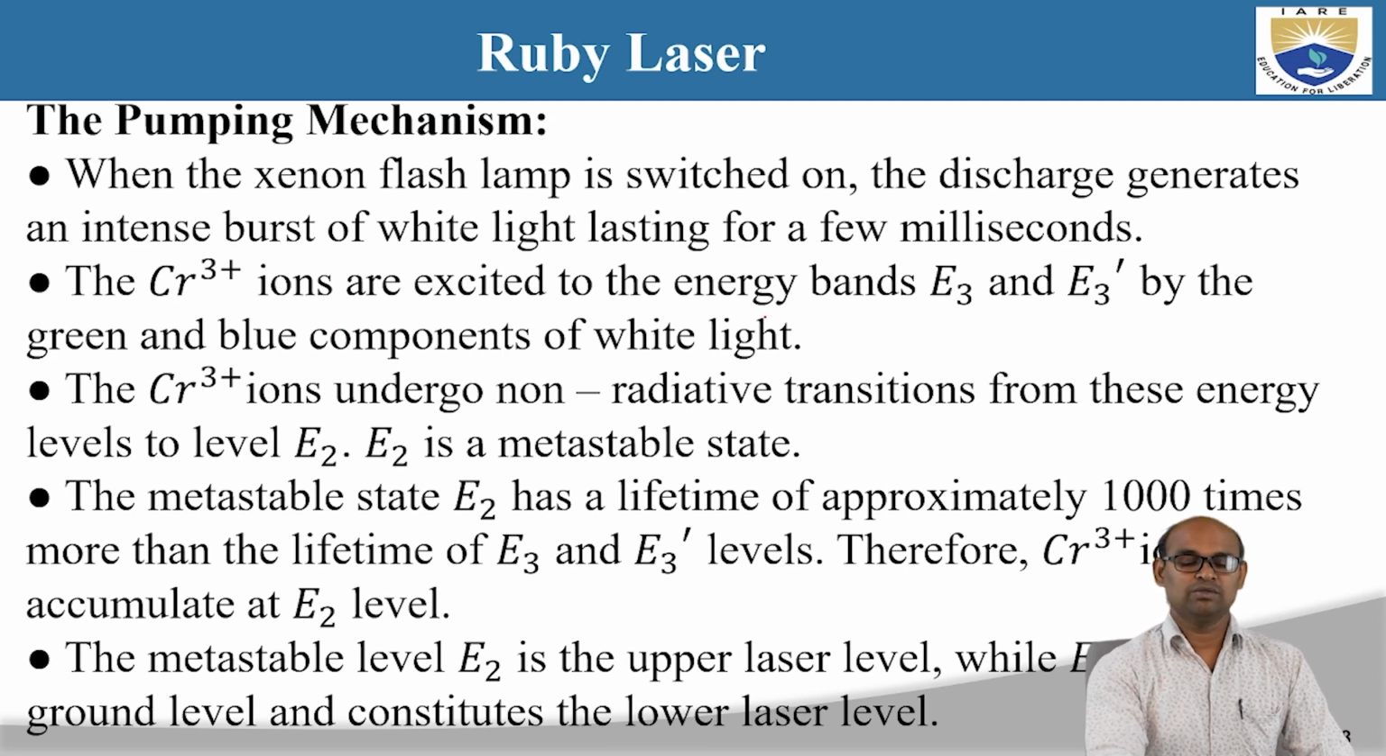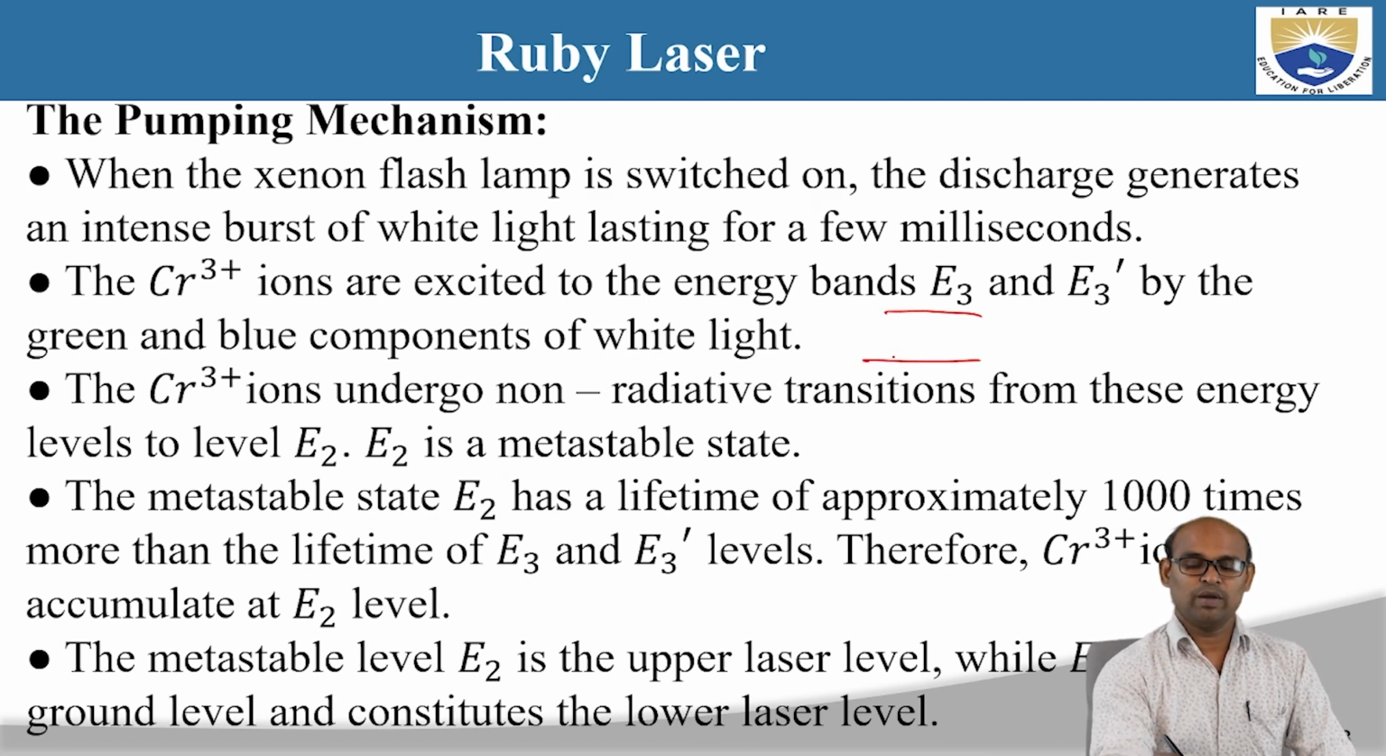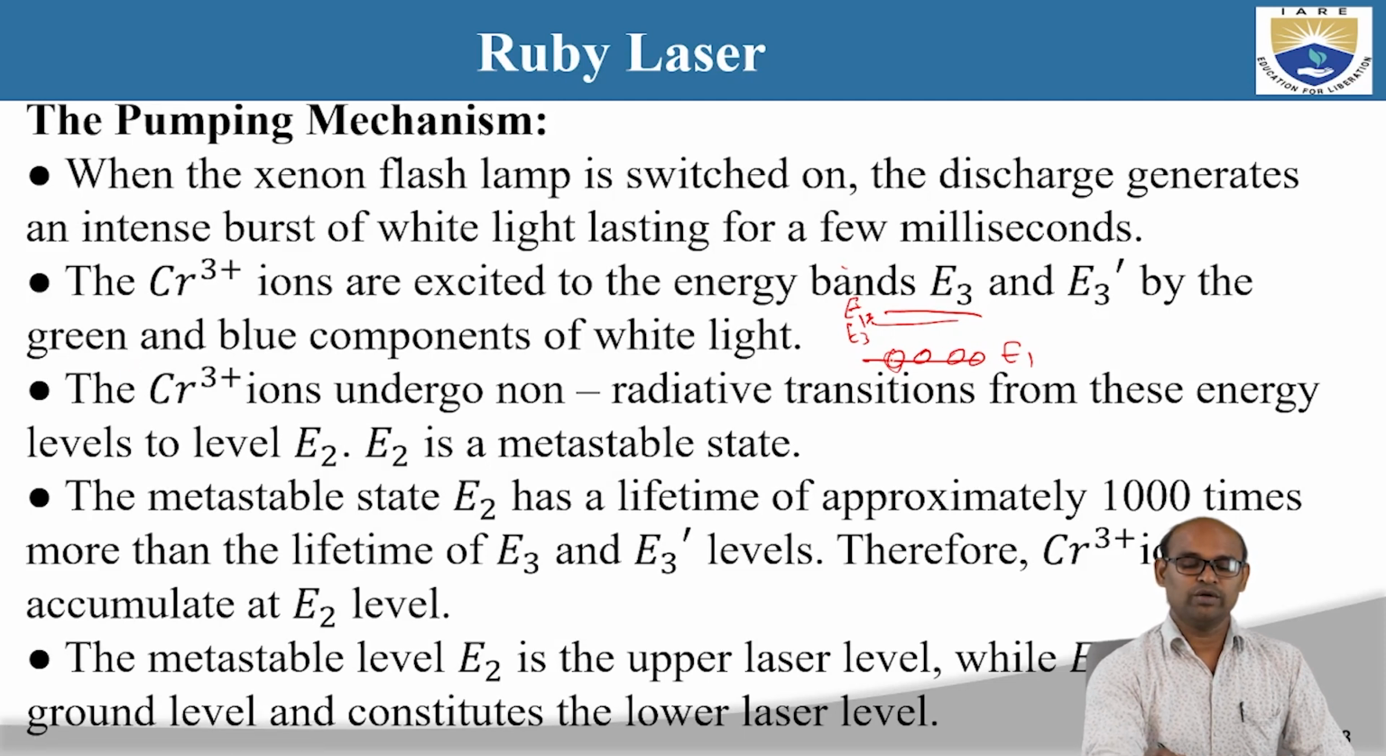The chromium ions are excited to the energy bands E3 and E3 prime by the green and blue components of the white light. First, all the chromium atoms are in the ground state E1, and there are E3 and E3 prime, which are normal excited states. When we switch on the xenon flash lamp, the atoms in the ground state absorb from the white light, which contains all the different colors. By absorbing green color of the white light, these chromium atoms are excited to the normal excited states E3 and E3 prime.